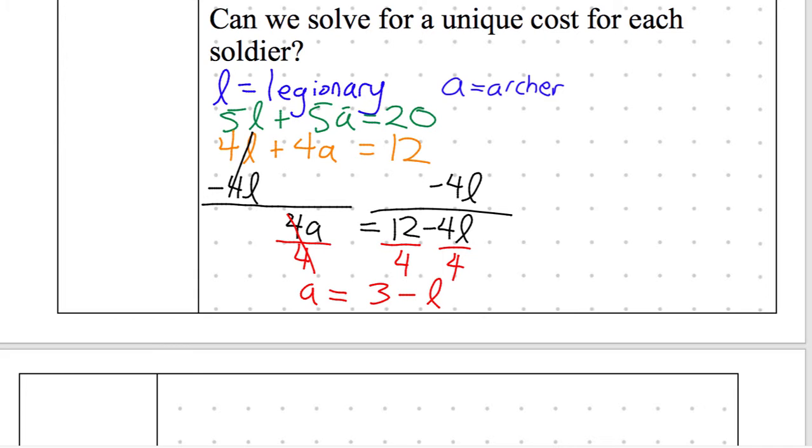So 5L, just rewriting it down. 5L plus 5A. Oh, A is no longer A. A is 3 minus L. So parentheses, 3 minus L. That is all going to be equal to 20.